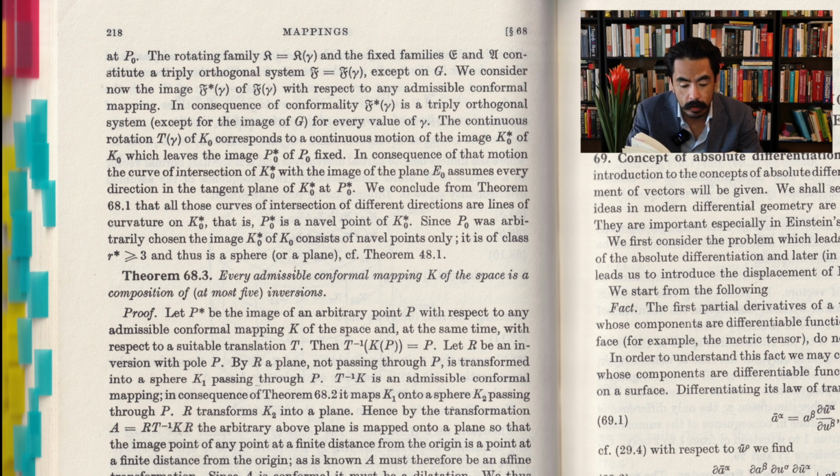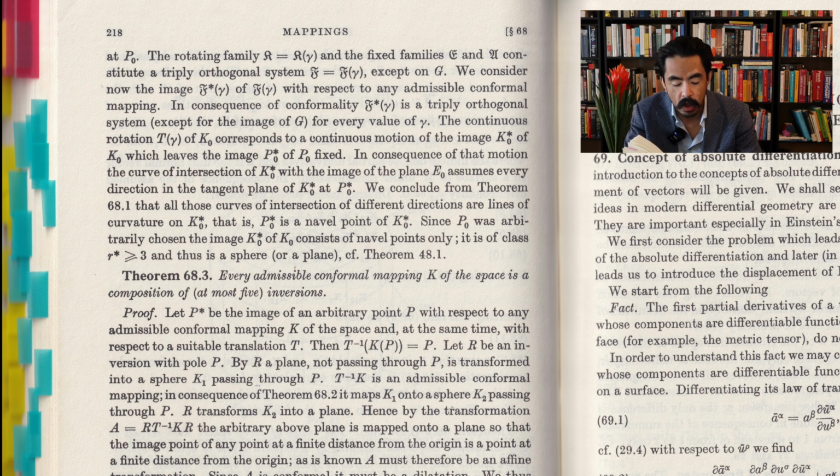In consequence of that motion, the curve of intersection of K star naught with the image of the plane E naught assumes every direction in the tangent plane of K star naught at P star naught. We conclude from Dupin's theorem 68.1 that all those curves of intersection of different directions are lines of curvature on K star naught. That is, P star naught is an umbilic point of K star naught. Since P naught was arbitrarily chosen, the image K star naught of K naught consists of umbilic points only.